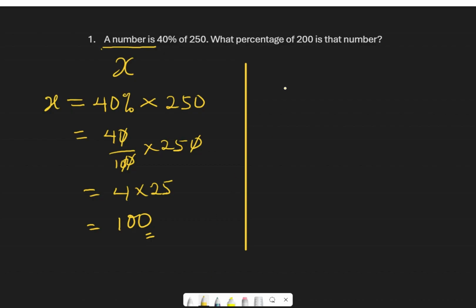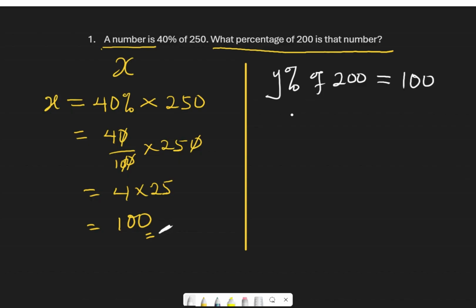Now the question is, what percentage of 200 is that number? So let's say the percentage is y. So y percent of 200 is that number. Which number? The x that we got here, which is 100.